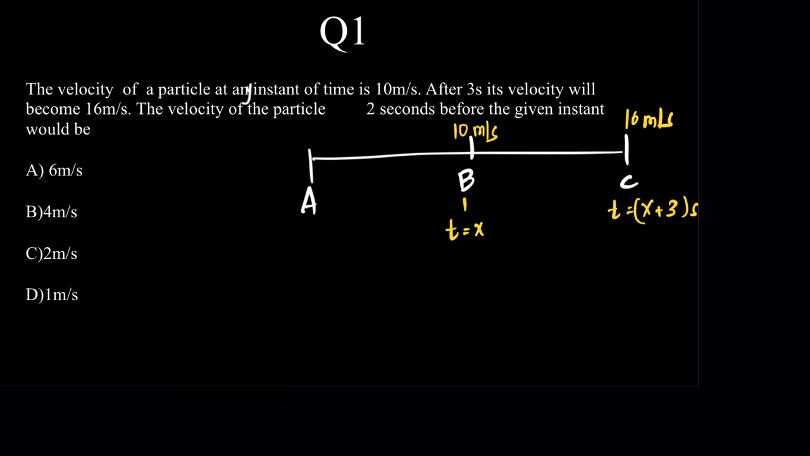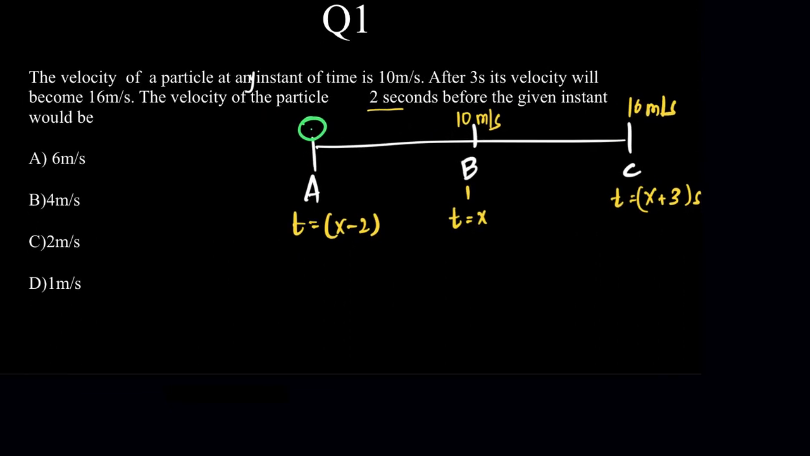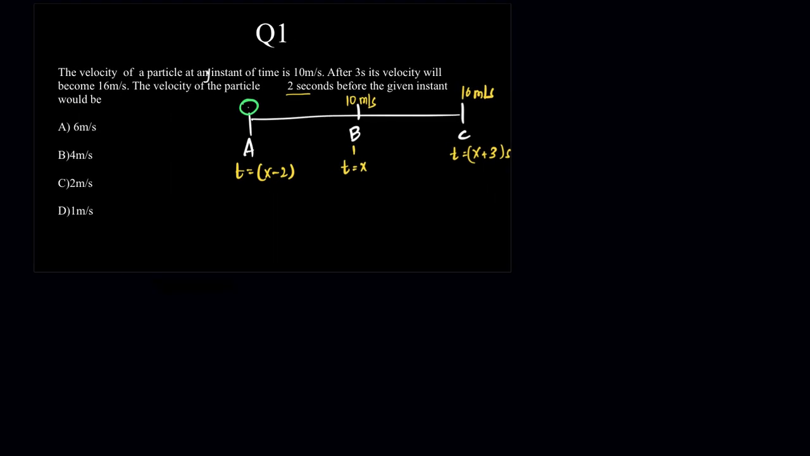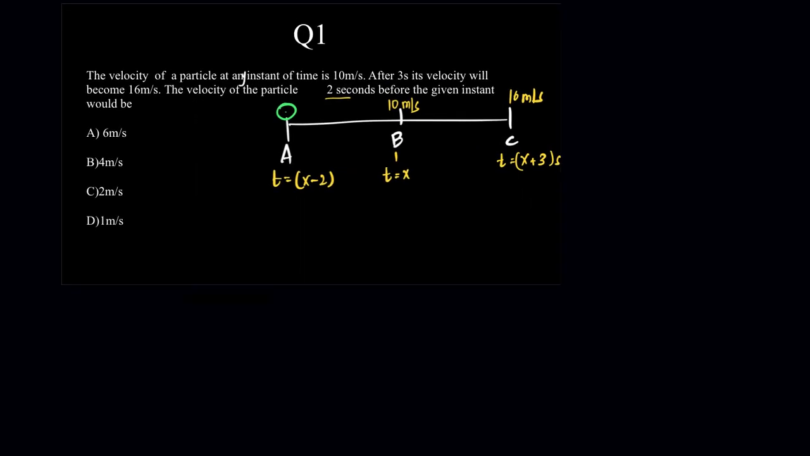The velocity of the particle 2 seconds before, which means we need to find, say if that is the position of the body at t is equal to x minus 2 seconds. Now we need to find the velocity of the body here at this point. So first let us try to understand what quantity we need to find out.